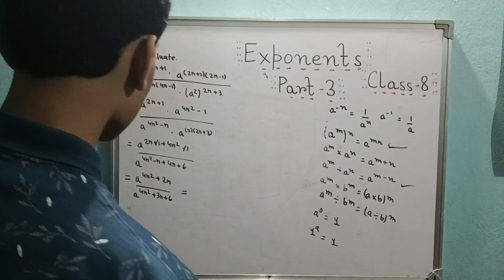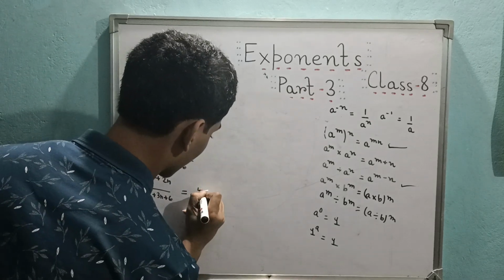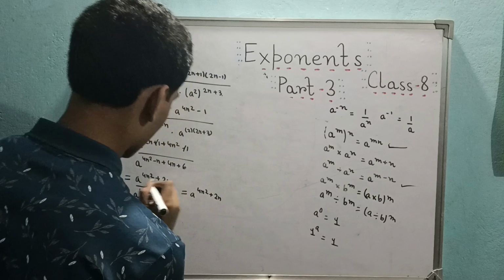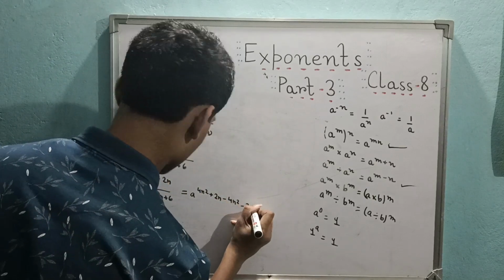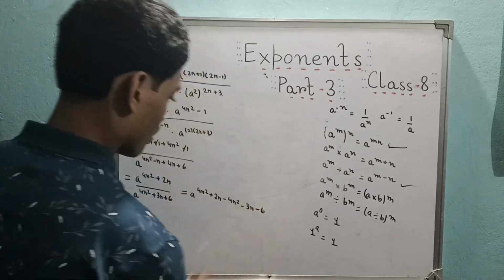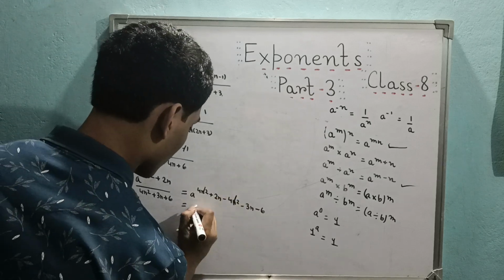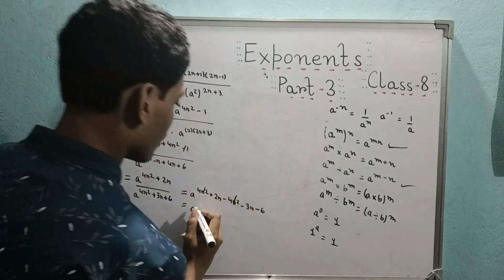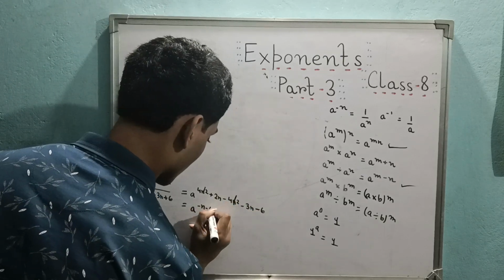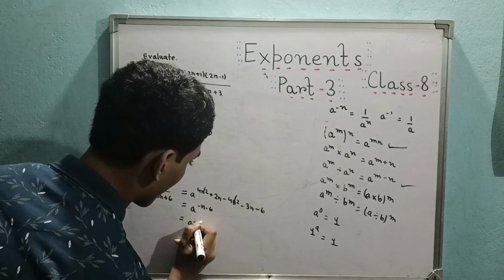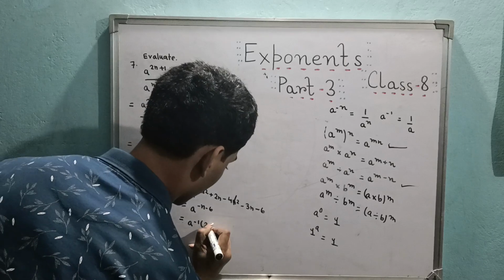So again, see, base same division happening, powers get subtracted. To the power 4n square plus 2n minus 4n square minus 3n minus 6. Now this one gets cancelled out. So this is a to the power minus n minus 6, equal to a to the power minus of n plus 6.